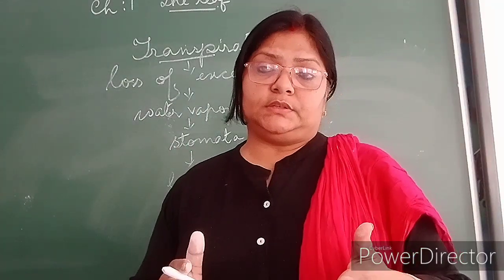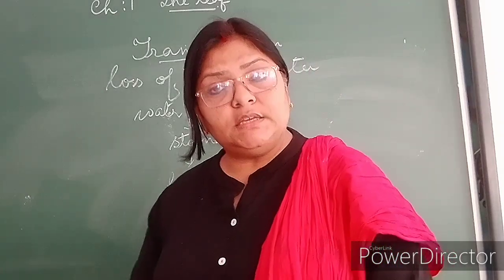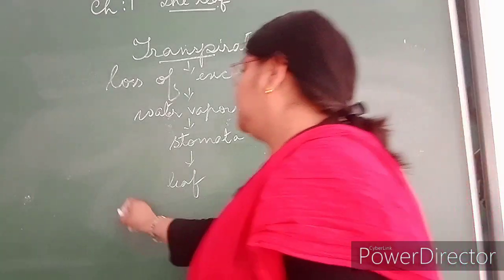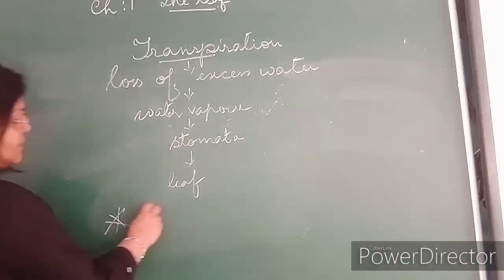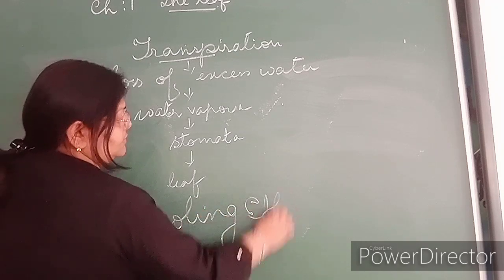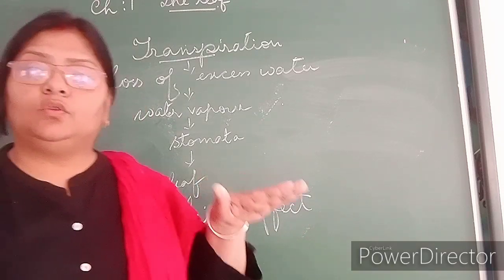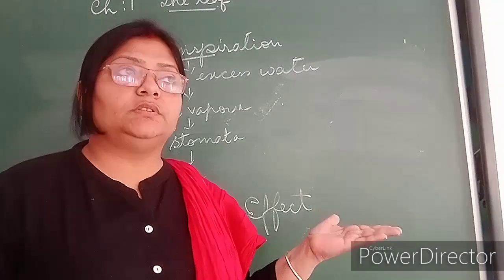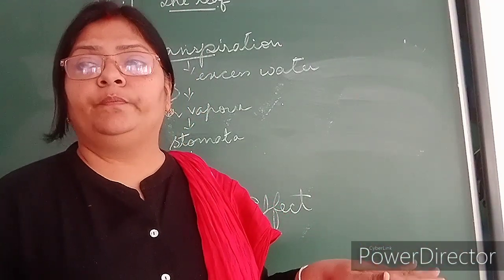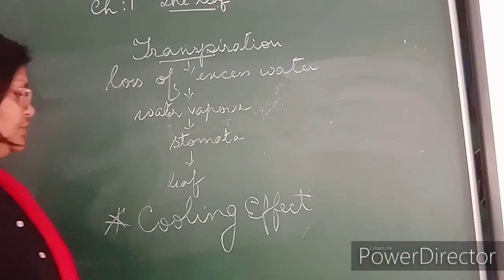Now, in this process, by utilizing the internal heat of the plant for transpiration, what happens? The significance of transpiration is that it has a cooling effect on the plant. So the plant can cool down. If the heat outside is very high, this helps the plant to cool down.